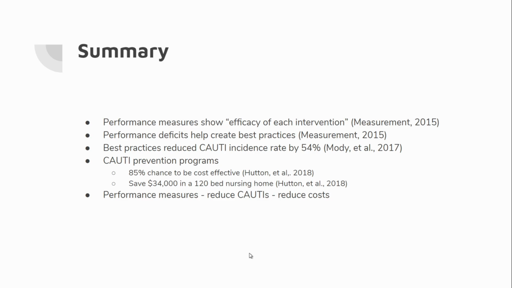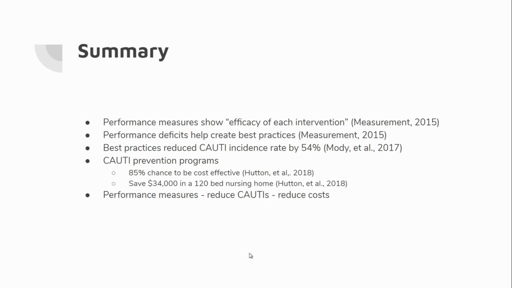Alrighty, this is Gabe, and I'm going to be summarizing what the presentation has covered. So, performance measures allow healthcare workers to measure the efficacy of each intervention. This means that when an intervention is put into place, the effectiveness of that intervention can be measured, and based off that data, changes can be made to boost the performance. In this case, CAUTI prevention.